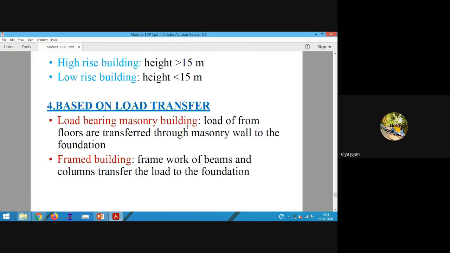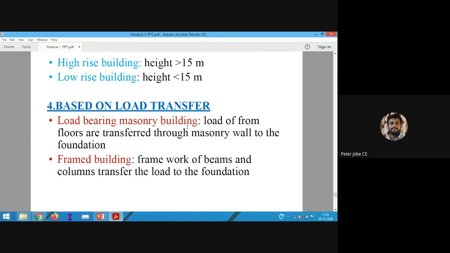Load bearing masonry building. Load from floors is transferred through the masonry wall to the foundation. Load bearing masonry building means the load is transferred through the masonry wall to the foundation. Okay, and the frame building? A framework of beams and columns transfers the load to the foundation.